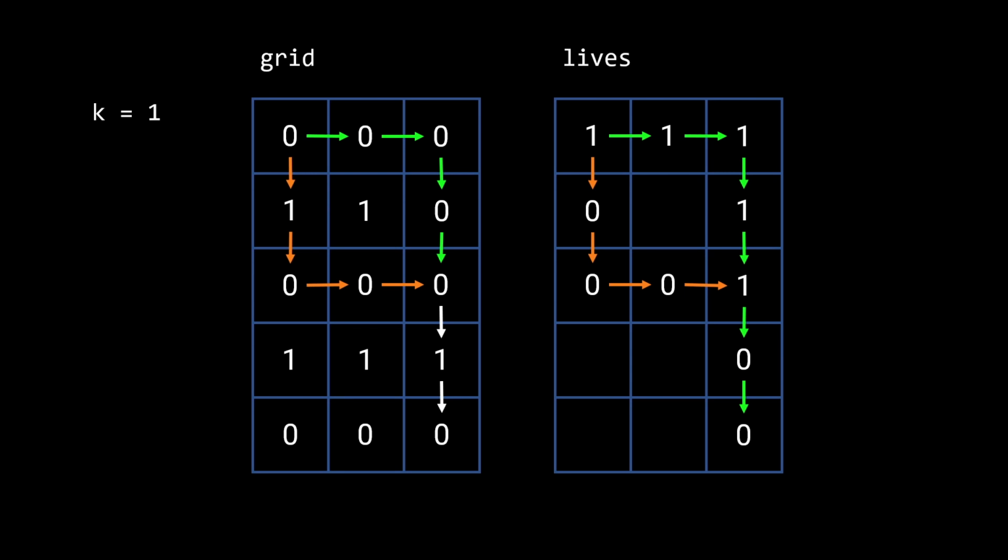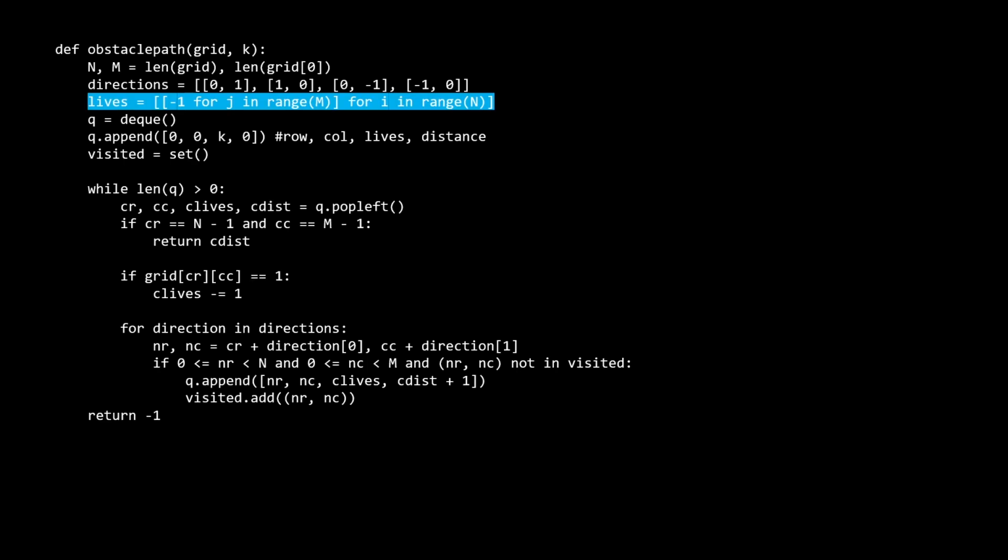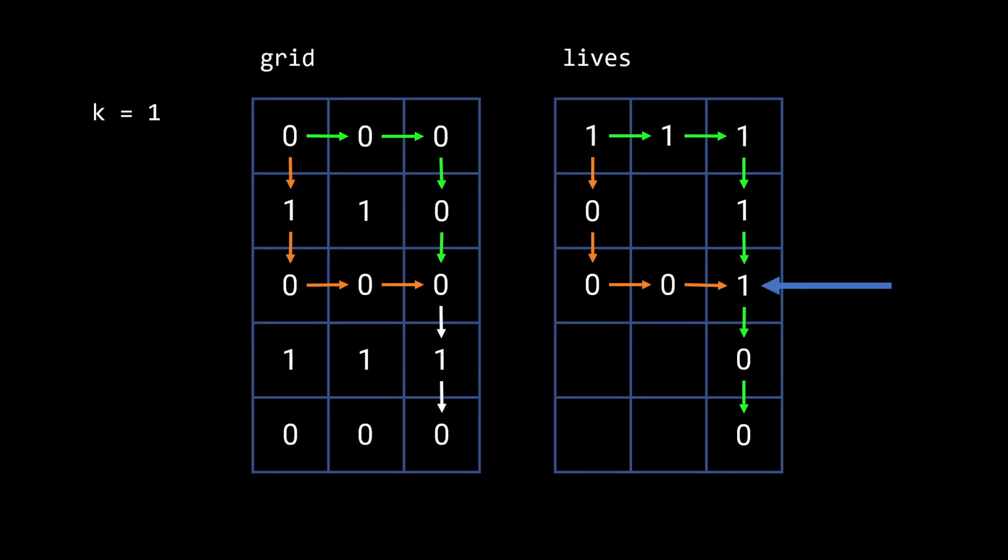So now you've seen this example, how do we edit our code to implement this mechanism? Well, first we need to initialize our lives matrix, which is the same dimensions as the grid, and initially we can just put in -1s. And we're actually going to get rid of our visited set. The reason for this is we can actually visit the same slot multiple times as long as we're bringing more lives to that slot. As we saw with this slot here, we visited it twice because we were updating it with more lives, 1 life instead of 0.